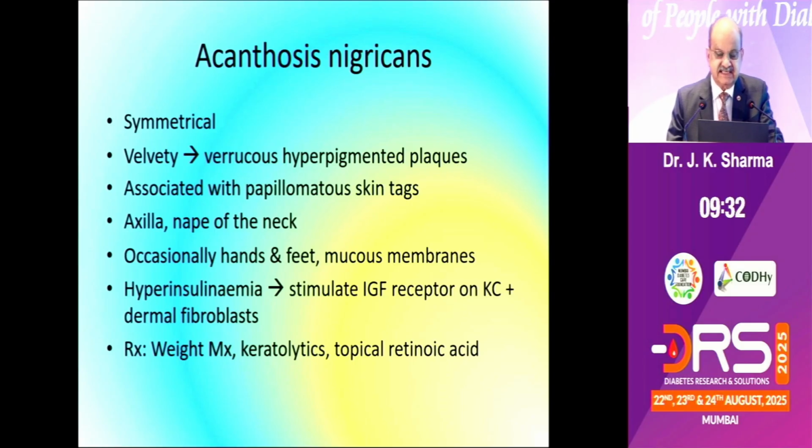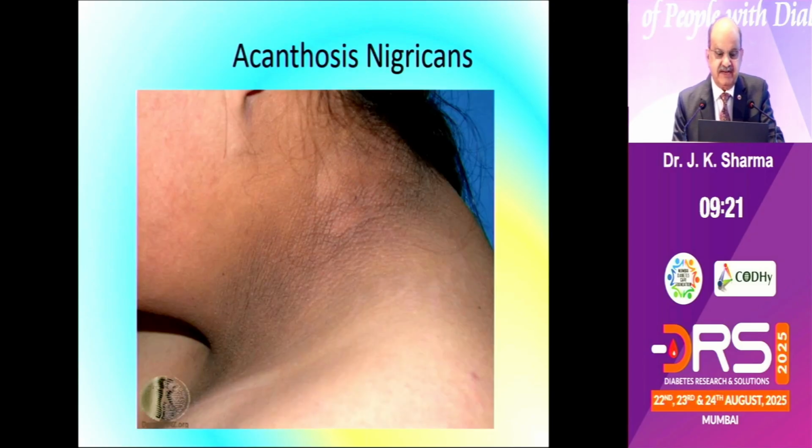Hyperinsulinemia stimulates IGF receptors on keratinocytes plus dermal fibroblasts. And I will not go into the treatment, because if I start treating these patients, it will be very difficult to cover this topic. This is very, very typical. So always look at the back of the neck, the nape of the neck of the patient, and you can find this, which is very typical of insulin resistance.